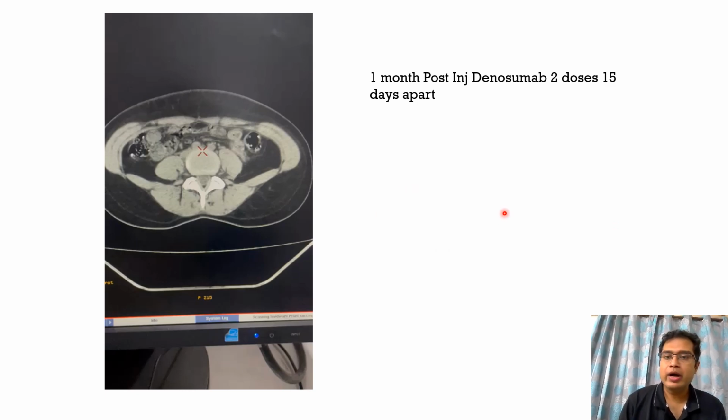So the patient was advised injection denosumab, 2 doses 15 days apart for 1 month, and this is post denosumab. Usually denosumab studies have been done for giant cell tumors only. Denosumab is not FDA approved for aneurysmal bone cyst, but it has proven to be beneficial in aneurysmal bone cyst because of the same pathophysiology.